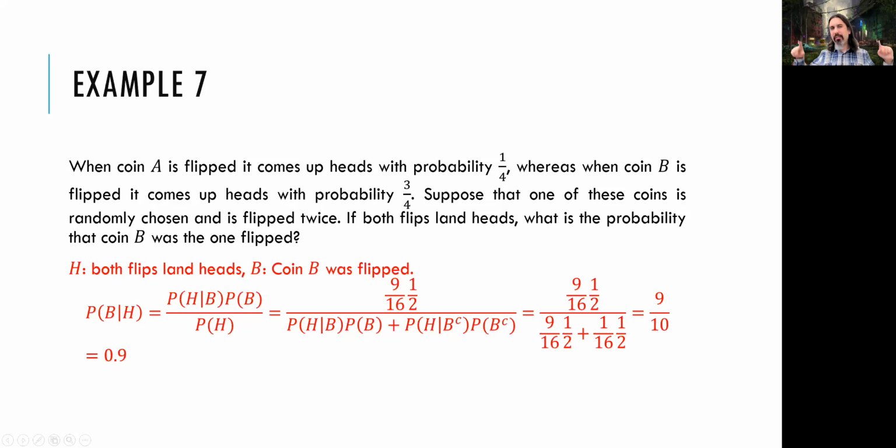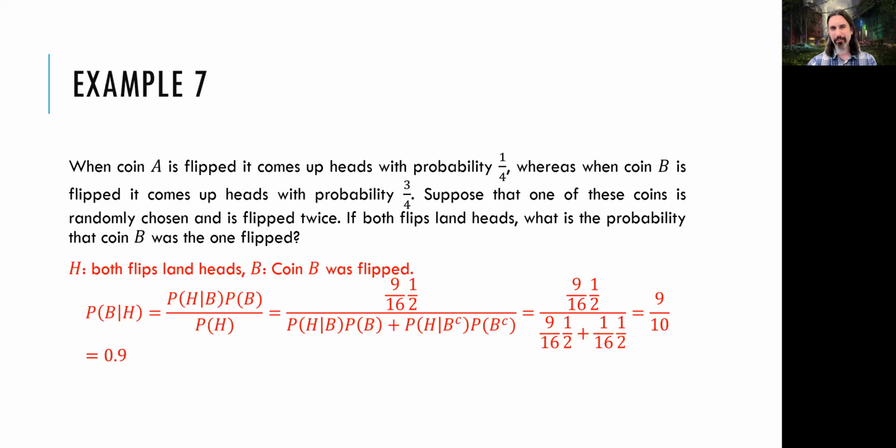Now, H given B, flipping it twice and getting both of them heads when we are using coin B. That's easy. Getting one heads is 3/4. The probability is 3/4. Getting two heads is squared, so 9/16. Picking B, that's 1/2 because there are two coins, they are chosen randomly, they have the same probability, so it's 1/2. And then PH, getting two heads in a row.